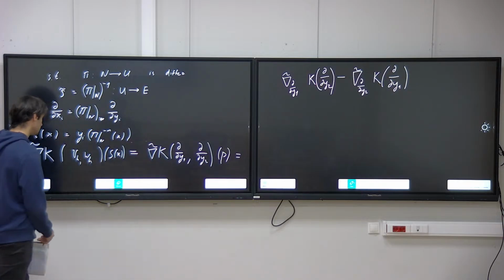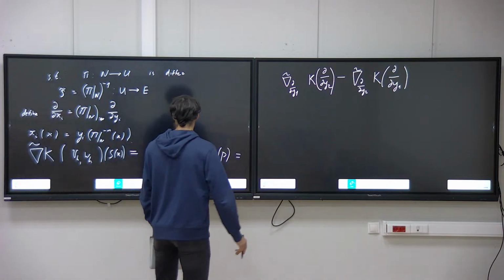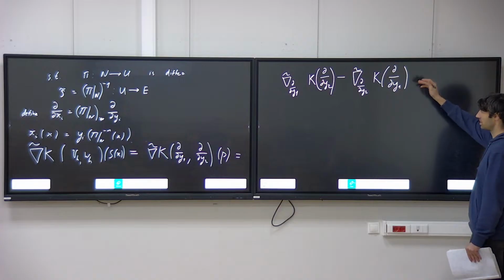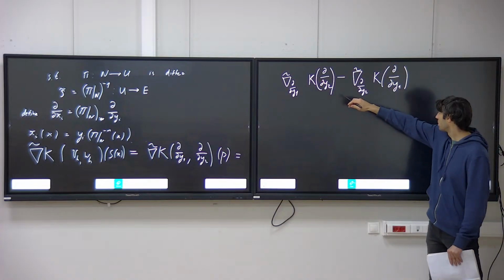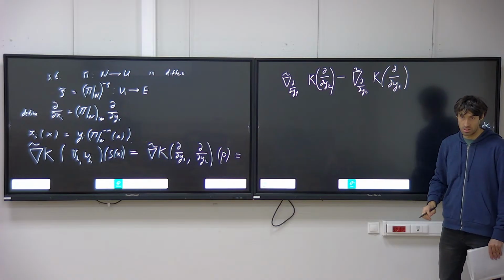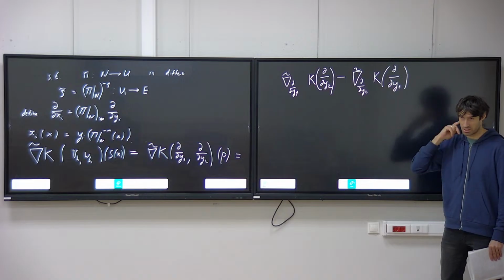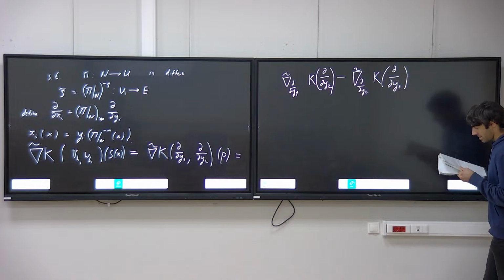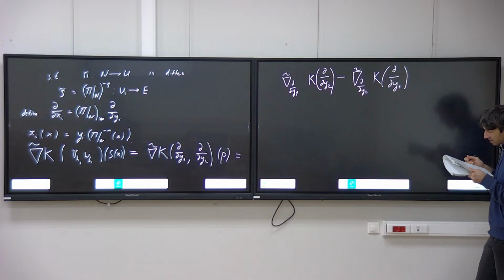Just like that. All right. And that's it, because the commutator of dy1 and dy2 is 0. Right, so the third term in this claim is gone.